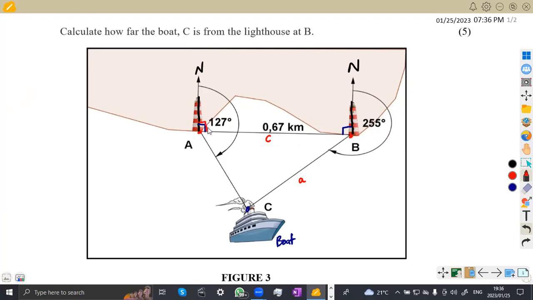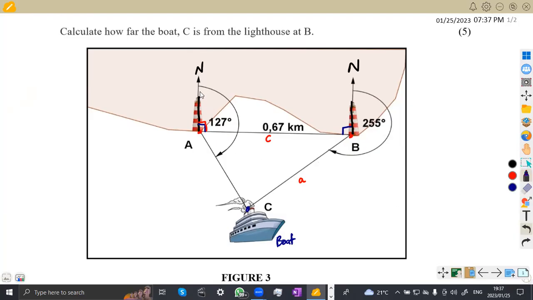So if they meet at 90 degrees, let us try to find angles inside the triangle. By doing so, we can know what to use. Is it the trig ratios? Is it the cosine rule? Is it the sine rule? We have everything there.